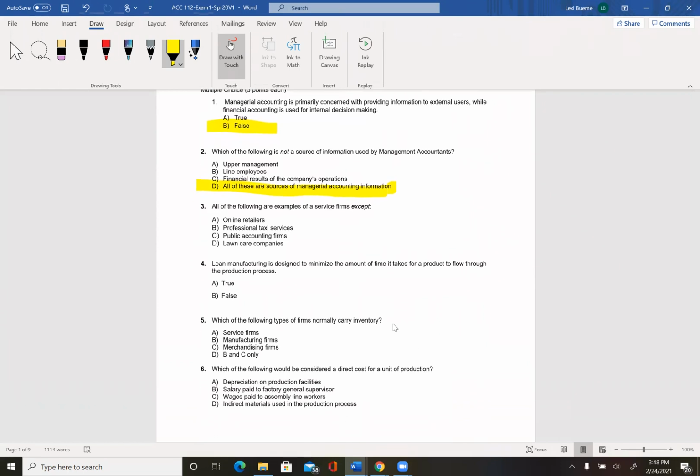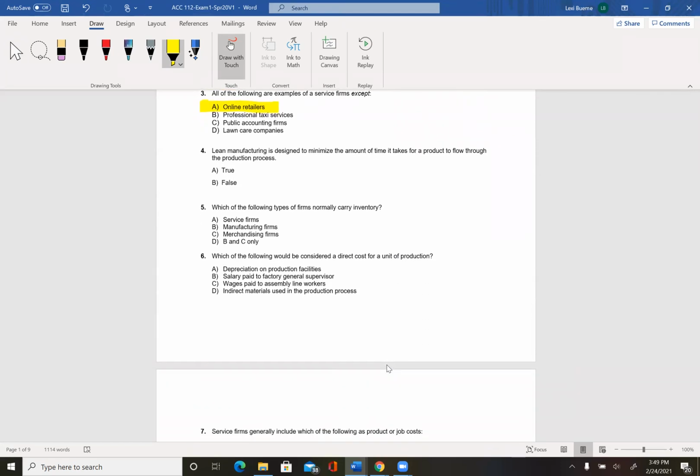All of the following are examples of a service firm, except online retailers. That's A. So for B, it's performing taxi services. So that's going to be someone that is actually going to be in the taxi driving you places. Public accounting firms, they're also a service because they do your taxes and audits, they're going to audit your business. Lawn care companies are going to be the ones cutting your lawn. Those are all services, versus online retailers. You're just shopping, so it's not a service.